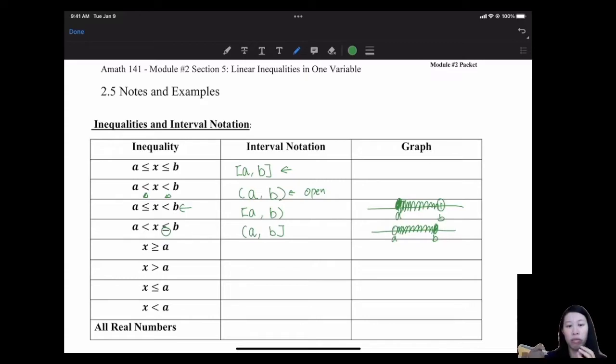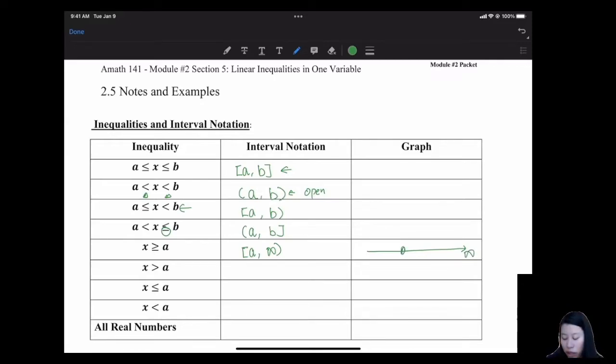Greater than or equal to a means everything greater than a, including a, so that would be a to infinity. So what does this look like? Let me erase these. So I have infinity, that means towards that side. You put an arrow to it, and then including a, a solid dot at a, and going towards infinity. It's going to be here.